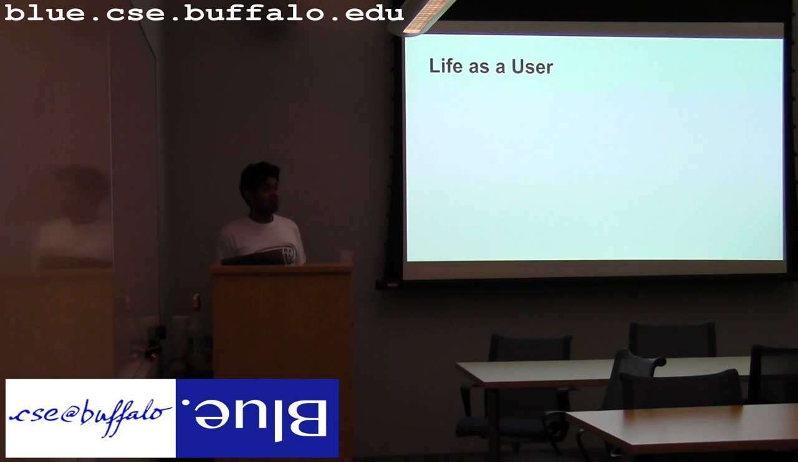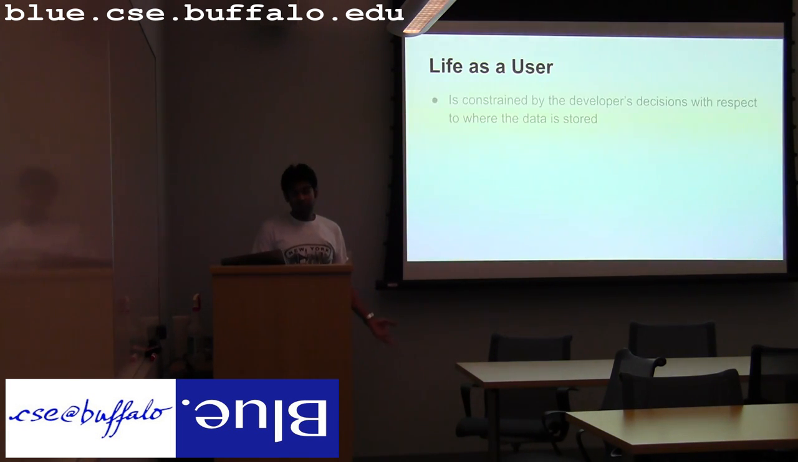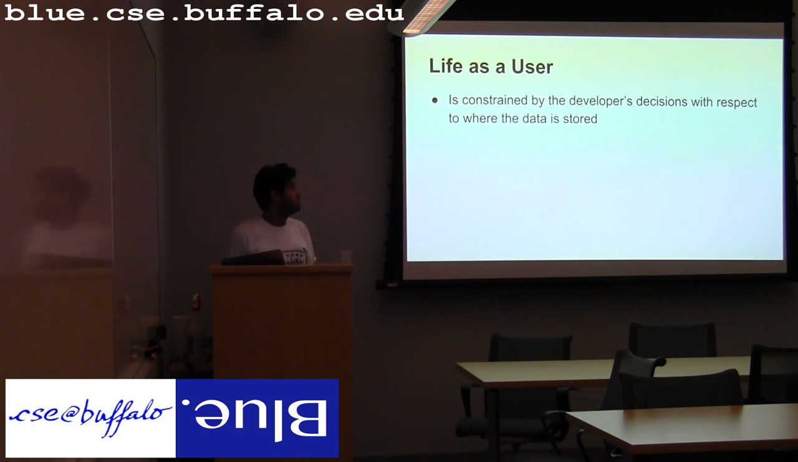So now consider life as a user. Because the developer has made so many choices, the user is generally constrained by the choices made by the developer. So if I, as a user of, say, Evernote, want to use Google Drive and someone else wants to use Dropbox for the same application, we are constrained by what the developer of Evernote did. And the Evernote developer uses his private cloud, which is on the Evernote servers. So there are privacy concerns.